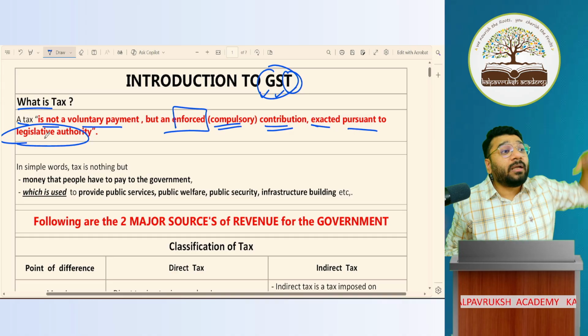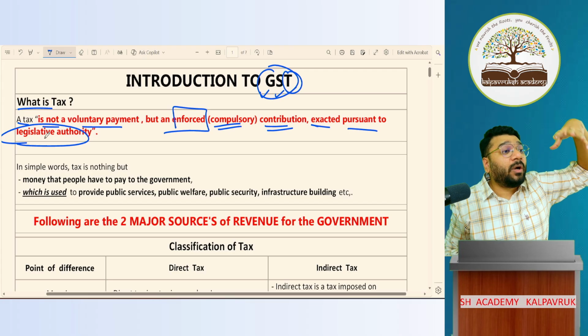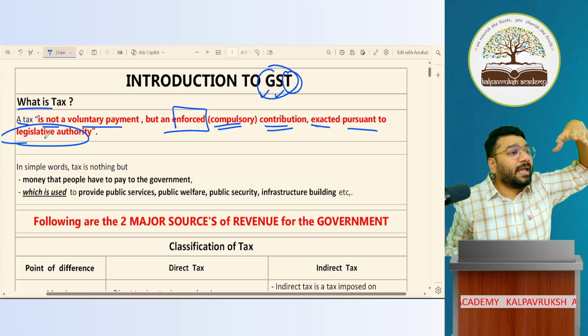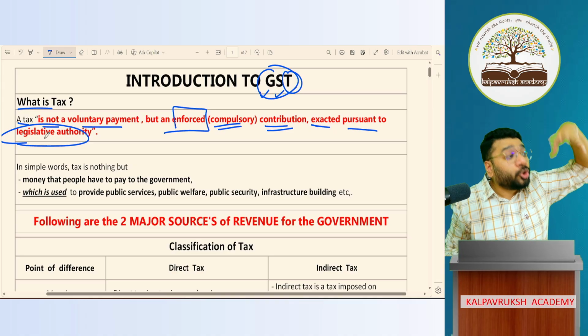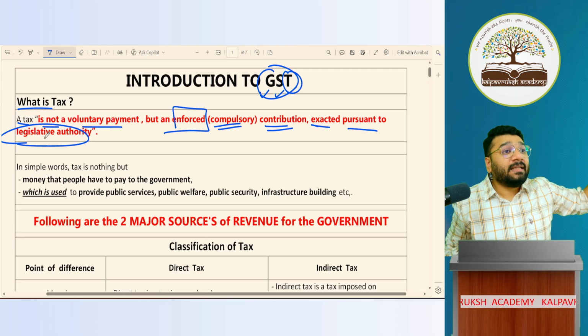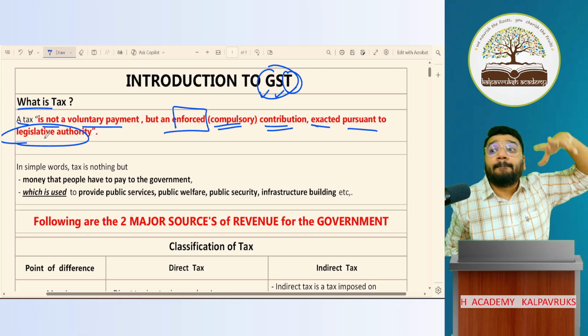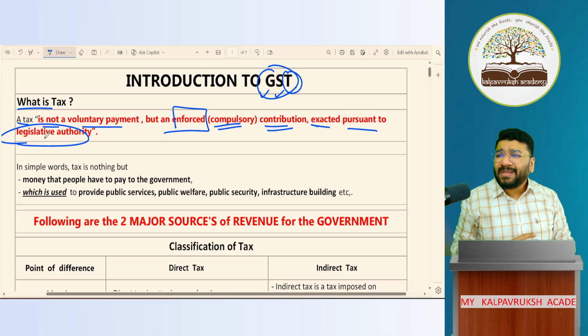Legislative authority means what? Law. The person who creates law is called the legislative authority. So the legislative authority, through legislation, means through legal laws and rules, enforces us. They put a compulsion on us to pay the tax. Okay, not okay? Tell me.